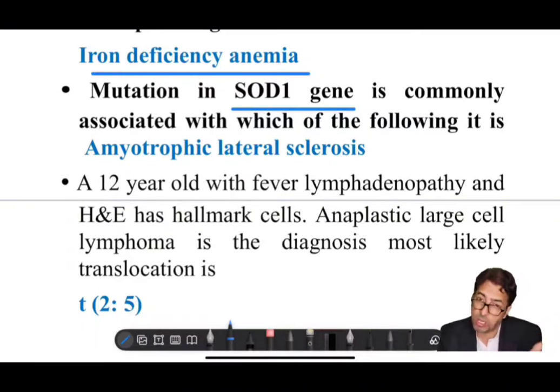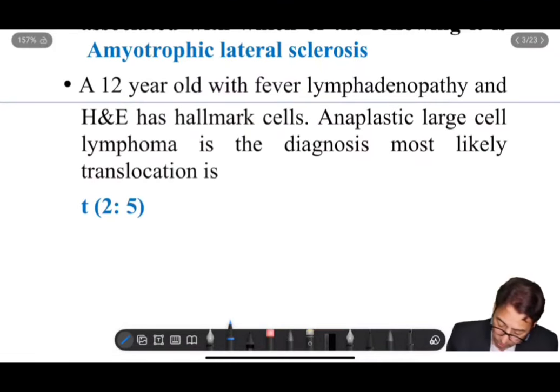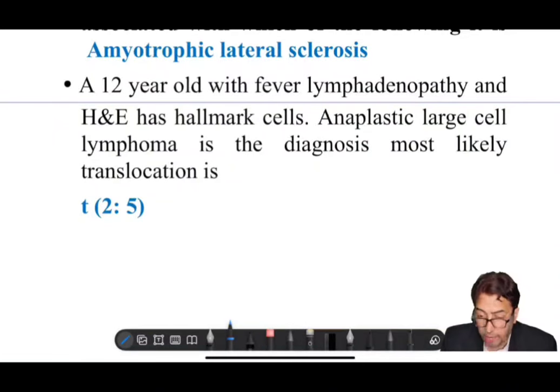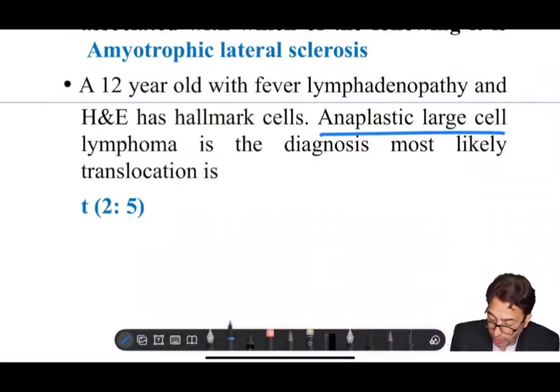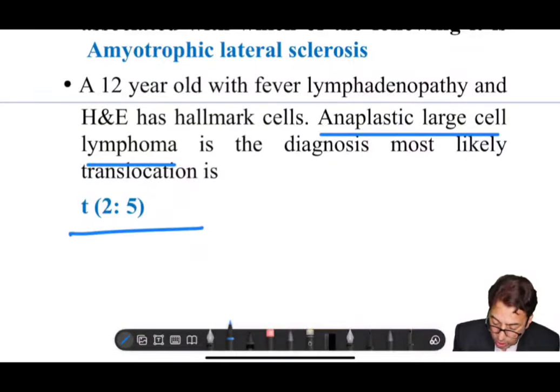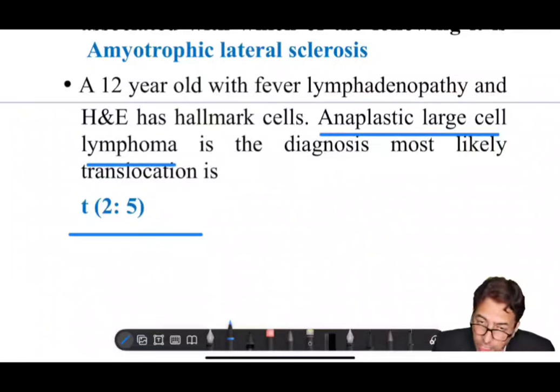So you have to remember, these are sort of one-liner questions. You have to remember the genes and the causations. Now, another question. A 12-year-old had fever with lymphadenopathy and the diagnosis was anaplastic large cell lymphoma, and it is associated with which translocation? So the characteristic translocation, you have to remember t(2;5). So that is very important.